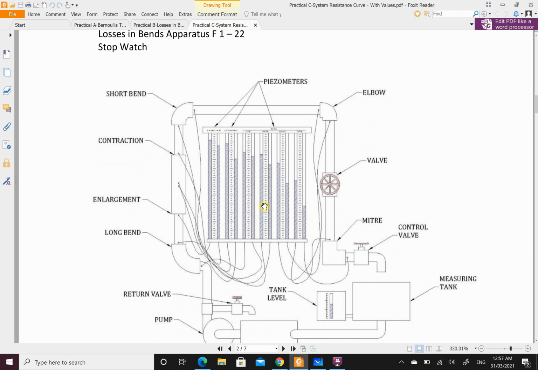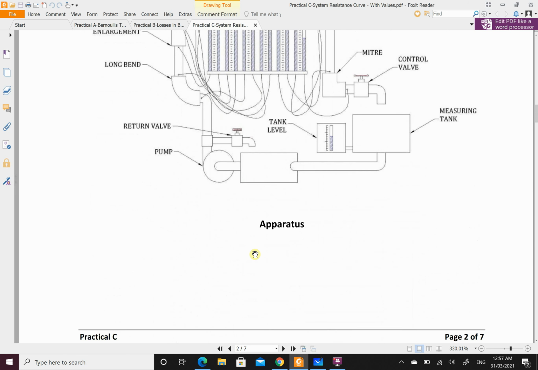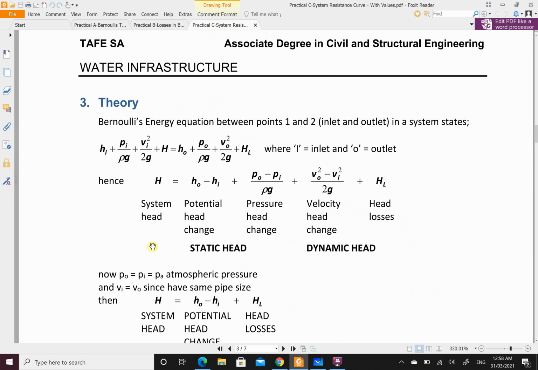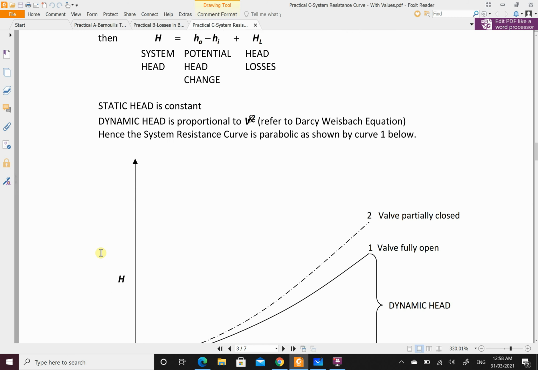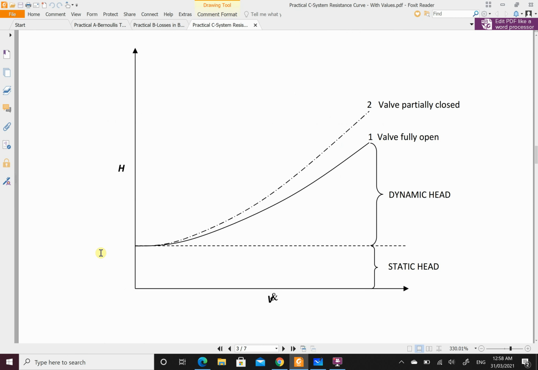It's the same setup as last time, but now we're going to be looking at a few different things. We've got Bernoulli's theory, which we've been looking at. I'll go through this again when I do the pracs. But for now, just follow me through here. We've got a bit of theory, which is what we looked at in our pump section. Obviously we're looking at a pump. Static head, dynamic head. Static head is the elevation head and the pressure head. Dynamic head is due to the velocity.